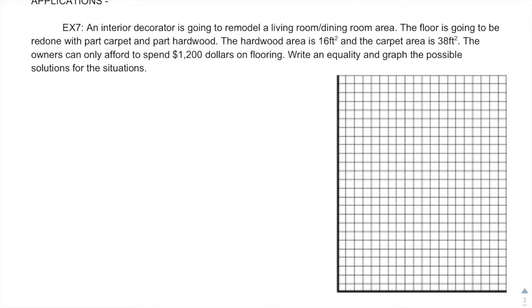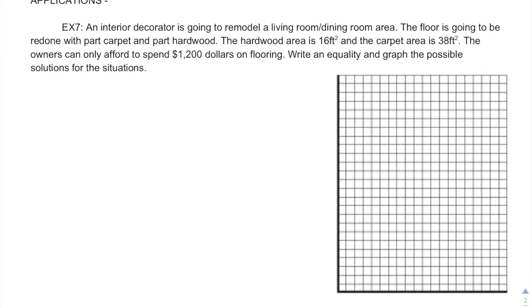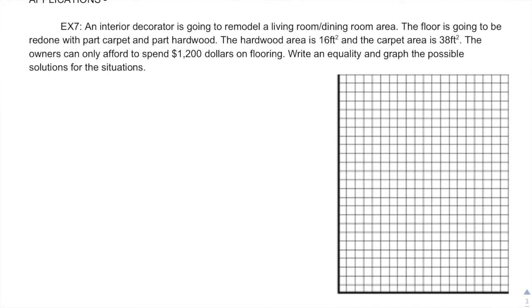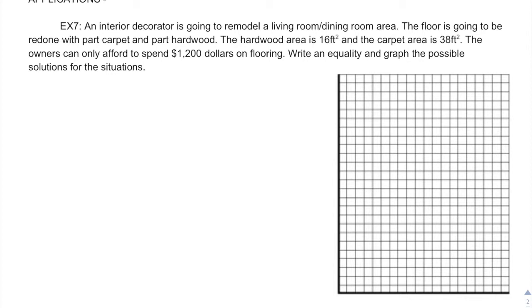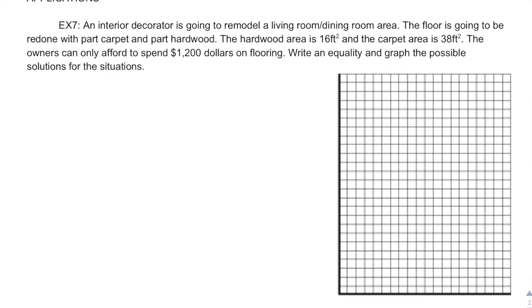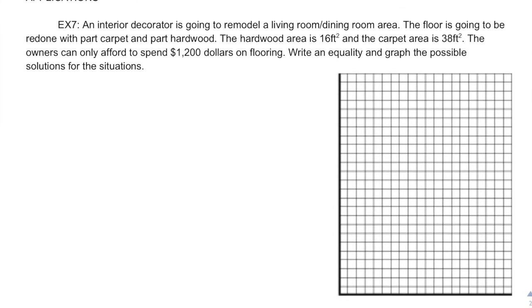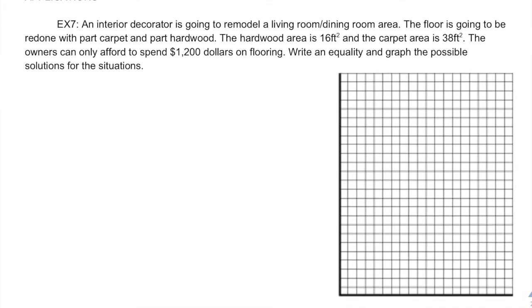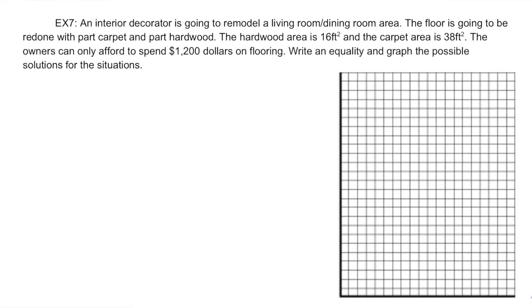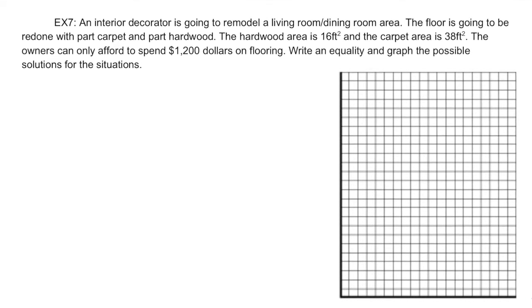Alrighty, so now we need to take a look at example number 7. Example number 7, we have a word problem. It says an interior decorator is going to remodel a living room, dining room area. The floor is going to be redone with part carpet and part hardwood. The hardwood area is 16 feet squared and the carpet area is 38 feet squared. The owners can only afford to spend $1,200 on flooring, right? Write an inequality and graph the possible solutions for the situation.